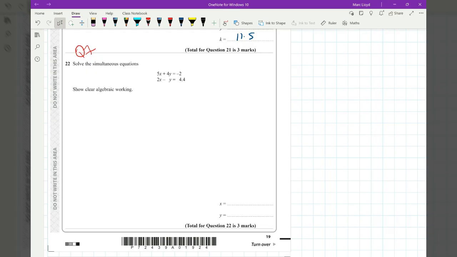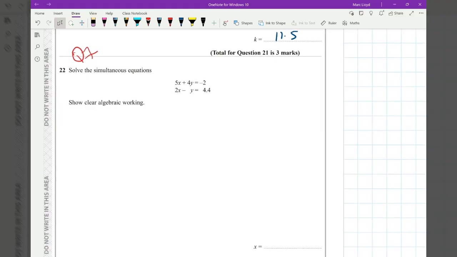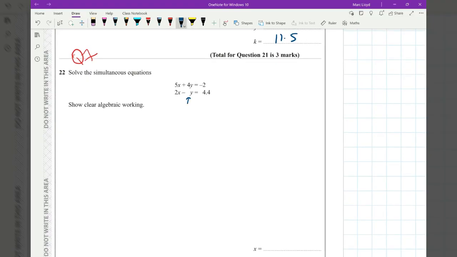Let's get into it. So, simultaneous equation. What I see here is I can make this second equation have the same number in front of y if I multiply the second equation by 4. So that's going to match up. So 5x plus 4y is equal to -2. And remember, what we need to do with these is we need to eliminate.